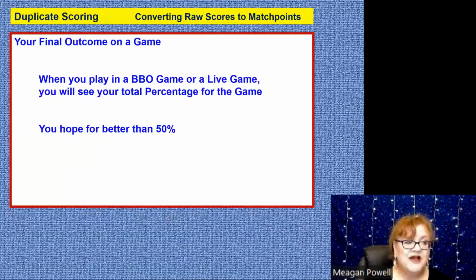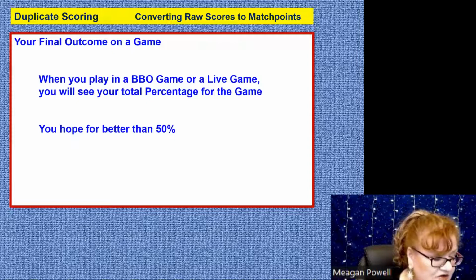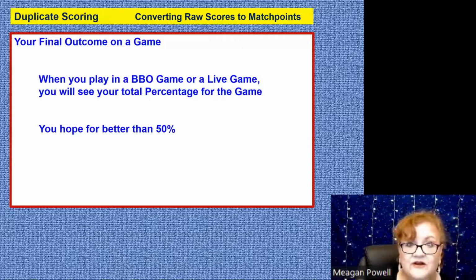All right. When you play in a BBO game or a live game, you see your total percentage for the game. You really want it to be higher than 50%. And like I said, if you play in a BBO game, you can go back into BBO and take a look at your entire game hand by hand. You can even replay your hands in BBO. If you play in a live in-person game, at the end of the game, if you stick around, the director can give you a summary of how well you did. There's a way to do that in live games.